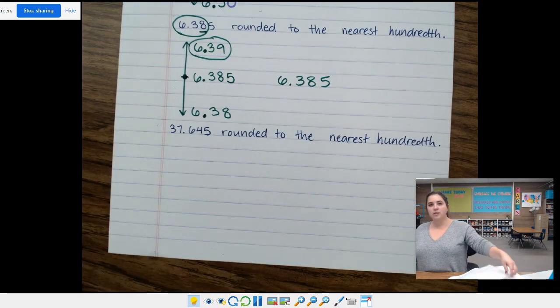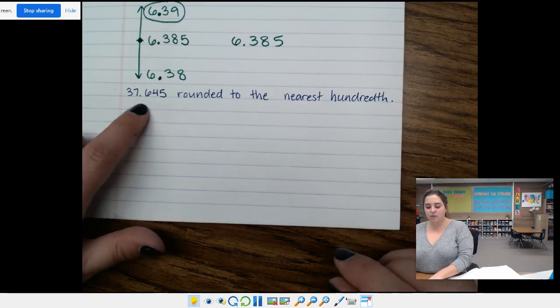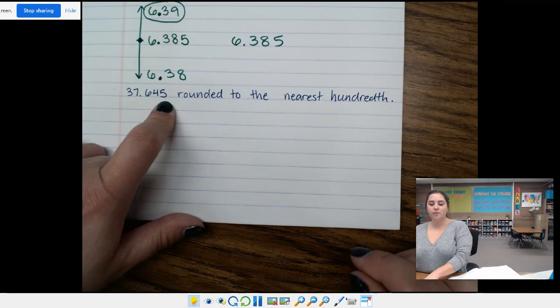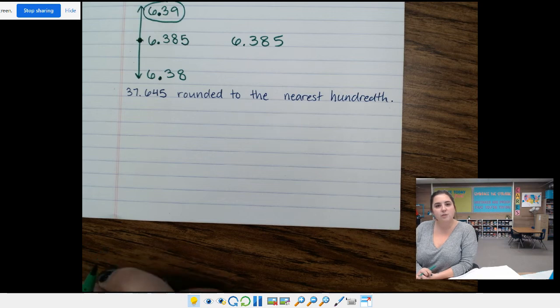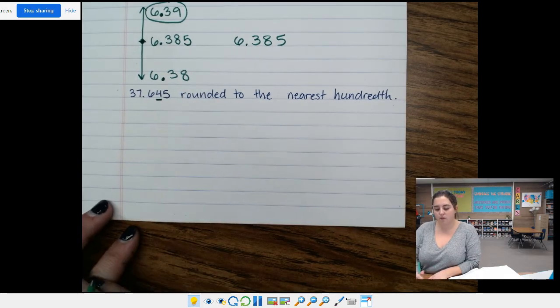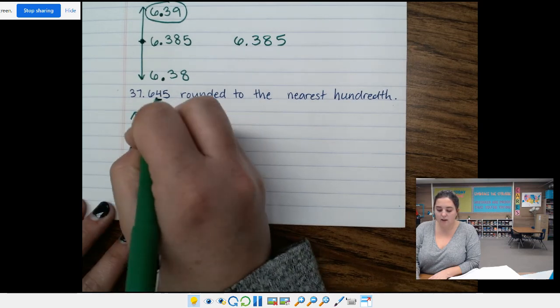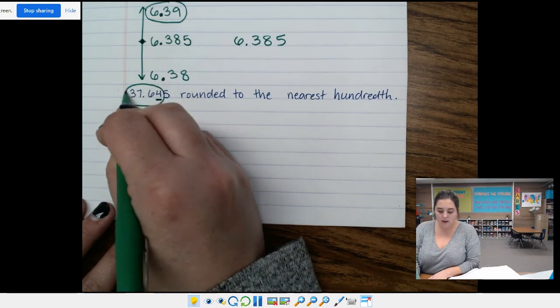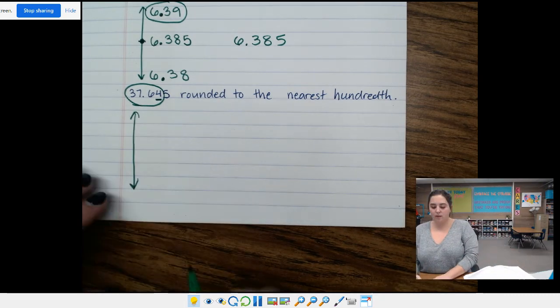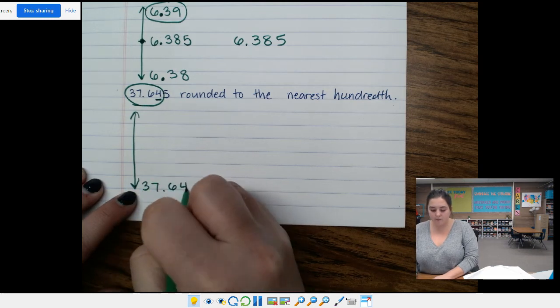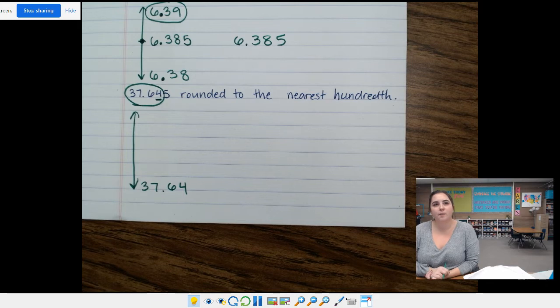All right, last one I want us to solve. 37.645, excuse me, rounded to the nearest hundredth. So again, write down your decimal, underline your hundredths place. Right there. So on our number line, I'm going to take that number plus everything before it. I'm going to rewrite that here. What would be your top number? What would it be if we round up?